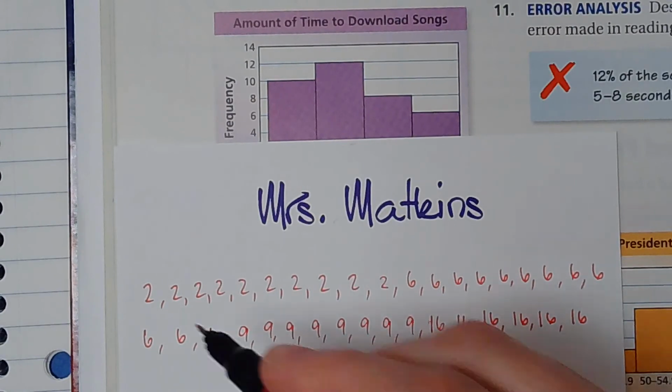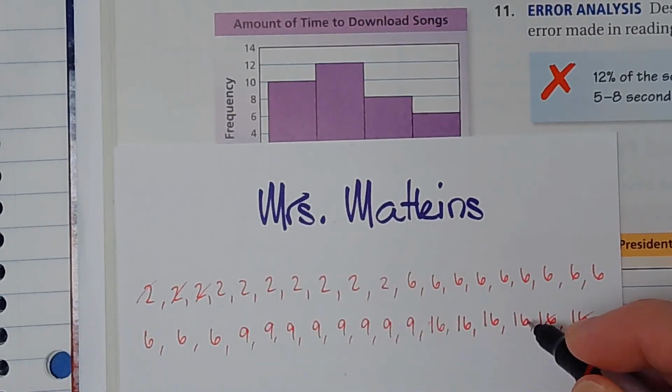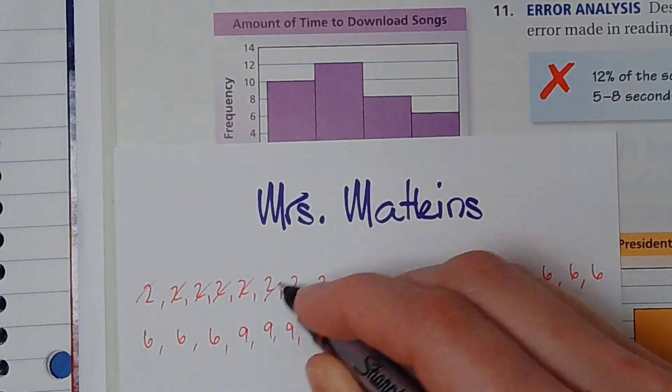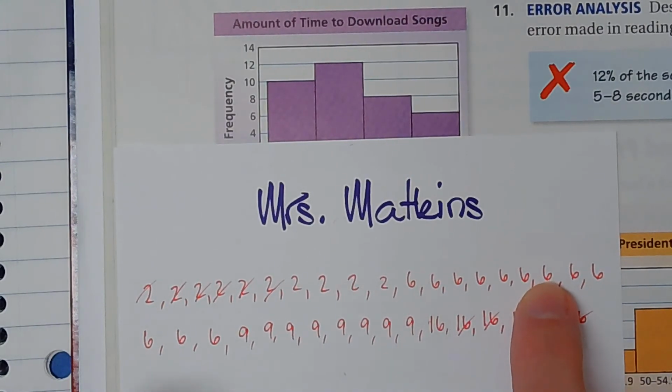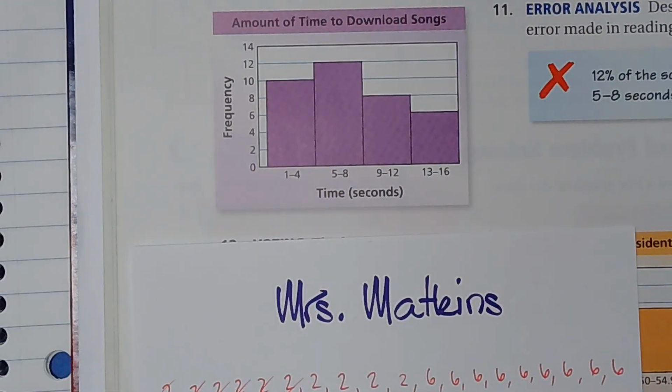Remember, when you find the median, you just start crossing off until you get to the middle. I'm not going to do this the whole time because it just takes too much time. But when you get to the middle, it's looking like it's probably going to be 6. So that tells me that my median has to fall in this interval right here, because that's where a 6 falls. I hope that makes sense. We're going to do plenty of problems like that.